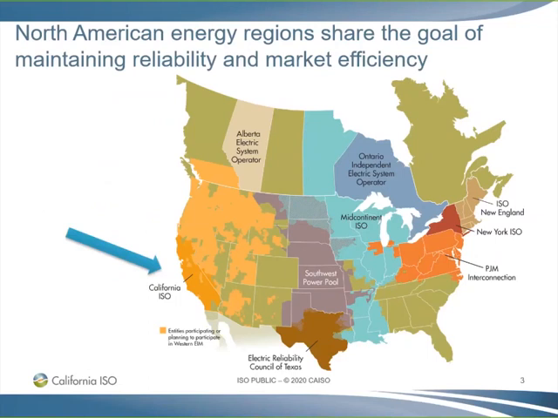Though the ISOs and RTOs have different ways of operating their grids and markets, we all participate together in the ISO-RTO Council that is committed to work together to build a smarter and more efficient grid that is prepared to meet North American market and consumer needs.